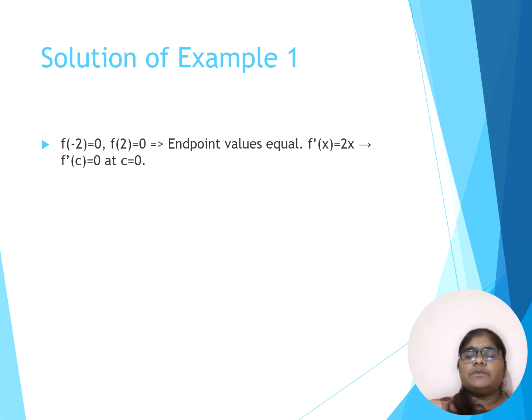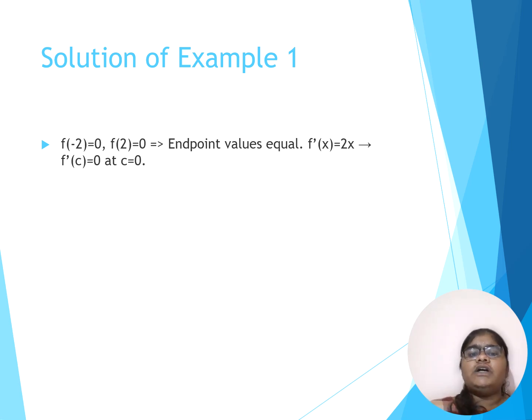If we substitute -2 in that, it equals 0. And if we substitute 2 in the given function, it is also equal to 0. So it satisfies the third condition of Rolle's theorem, f(a) equals f(b). So then there exists a point c. For finding that point, you take f'(c) equal to 0.